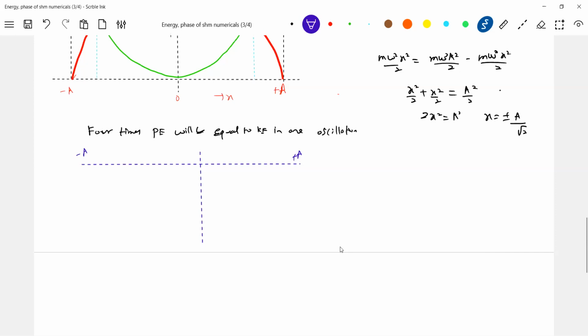Okay, plus A and minus A. Initially, let's assume that the particle will start from here. It will go like this, then it will come like this. Then again, what is this point? X equal to 0. Where is that? X equal to A by root 2, it will come here. Once it is moving like this, here it will have velocity.